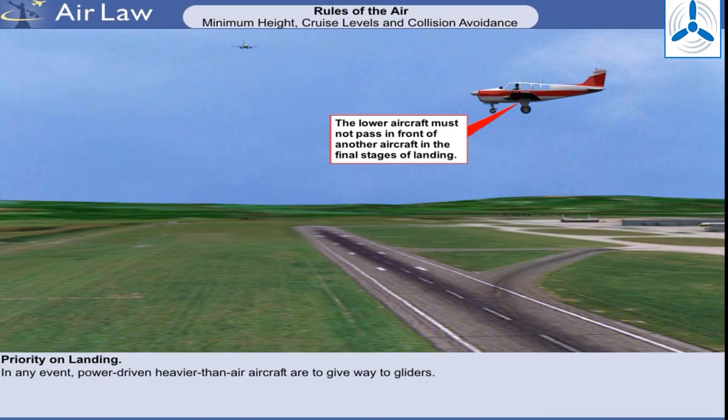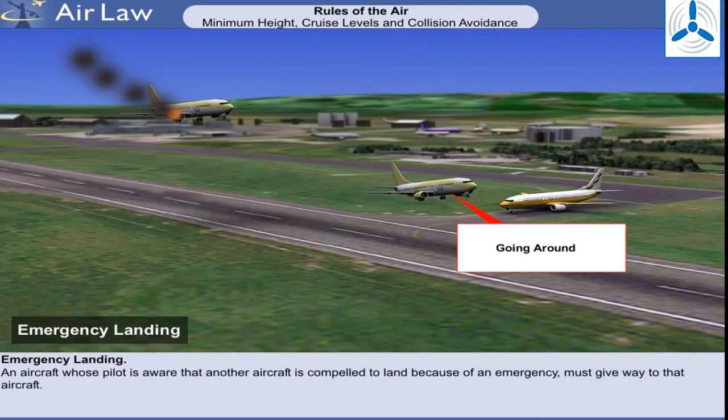In any event, power-driven heavier than air aircraft are to give way to gliders. An aircraft whose pilot is aware that another aircraft is compelled to land because of an emergency must give way to that aircraft.